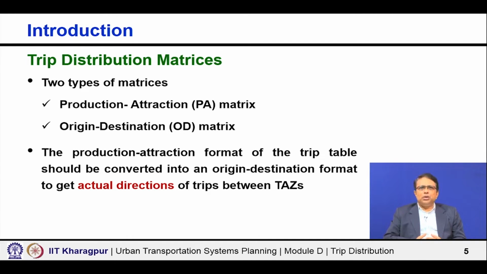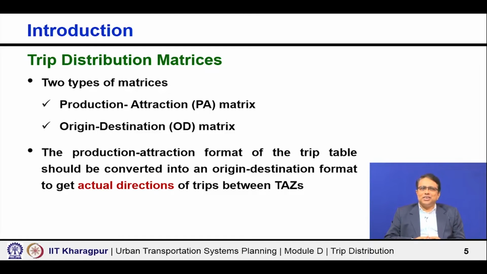Production attraction format of the trip table generally needs to be converted into an origin destination format to get the actual directions of trip between the traffic analysis zones or the traffic zones. What is the basic difference between these two? One is, as I say, direction is not important, not directional. The first one, production attraction matrix or the PA matrix, while the origin destination matrix is directional.